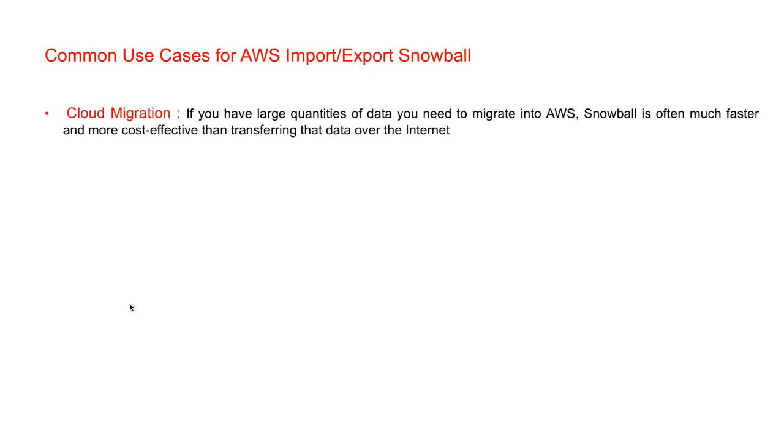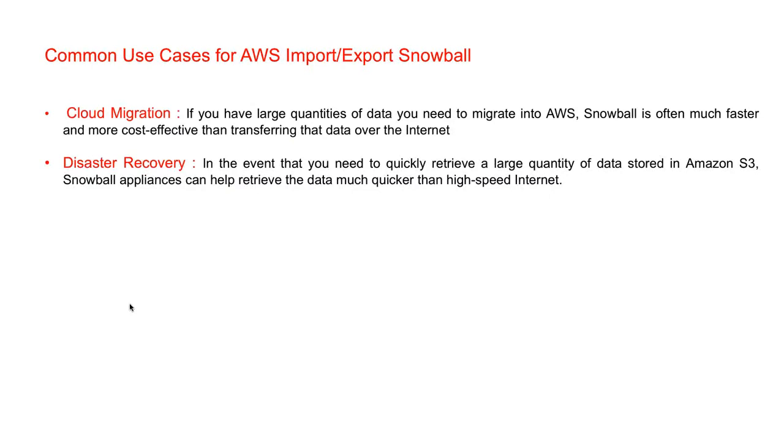The first use case is cloud migration. Now, if you have large quantities of data that you need to migrate into AWS, the Snowball is often much faster and more cost-effective than transferring the data over the internet. So if you want to migrate your entire data from your data center to the Amazon Web Services cloud, this is the best option.